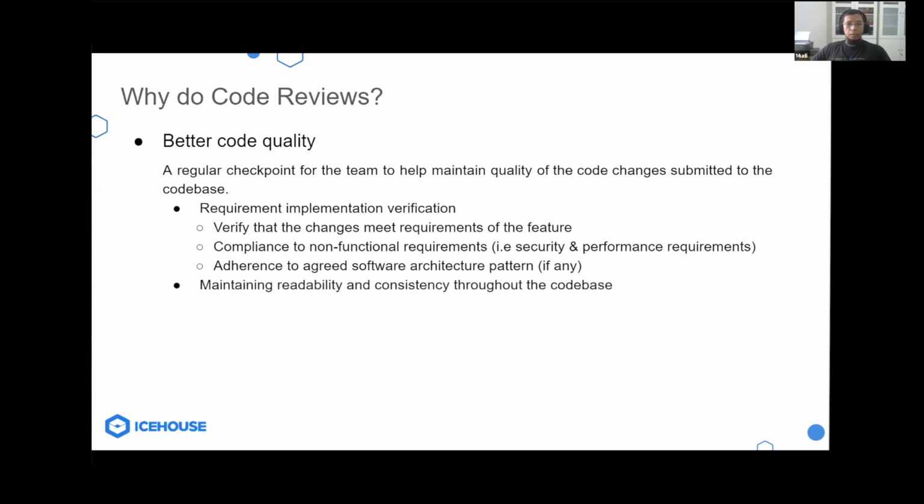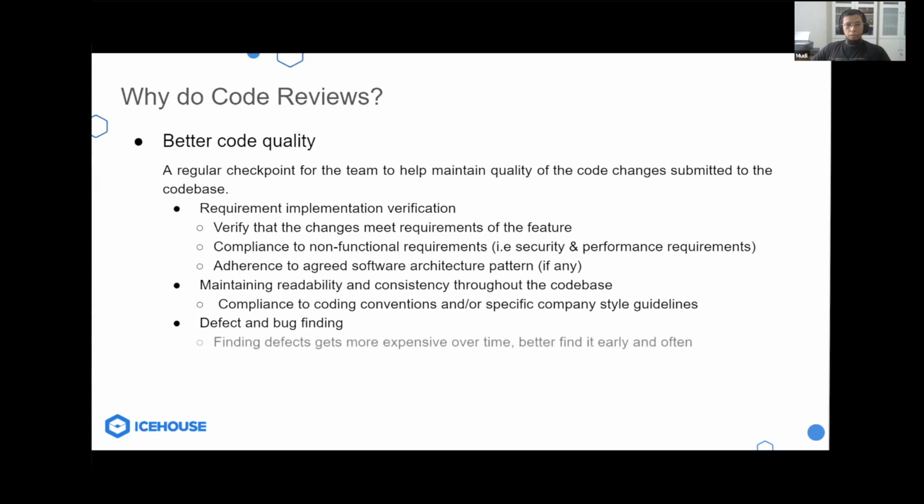Next, maintaining readability and consistency throughout the code base. This includes compliance with coding conventions and other specific company style guidelines. And last, with the same importance as any others, is defect and bug finding. Other than bugs, such defects we are talking about are concurrency, deadlock, and race condition issues. These kinds of issues are more difficult to identify at later stages of development, and so it is better to find them as early and often as possible.